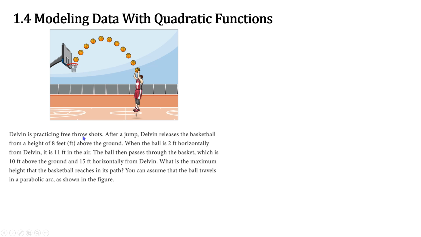Delvin is practicing free throw shots. After a jump, Delvin releases the basketball from a height of 8 feet above the ground. So when the ball is 0 feet away from him, right here, and this is 0 feet left and right, our vertical distance is 8 feet.